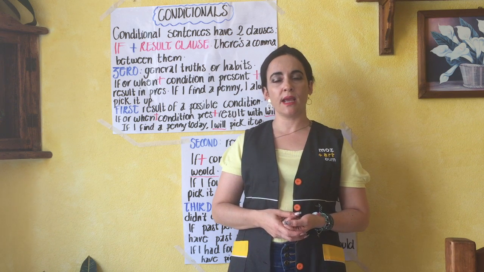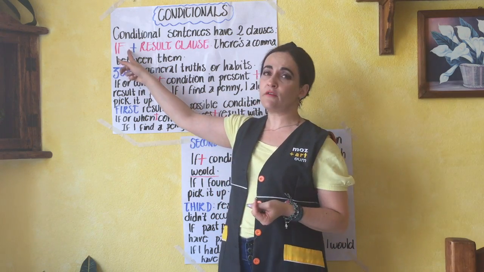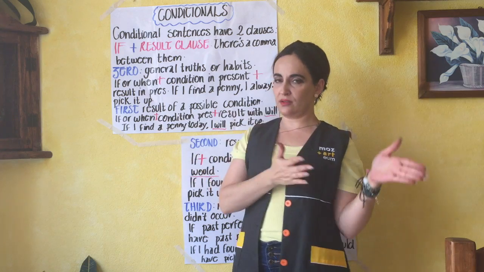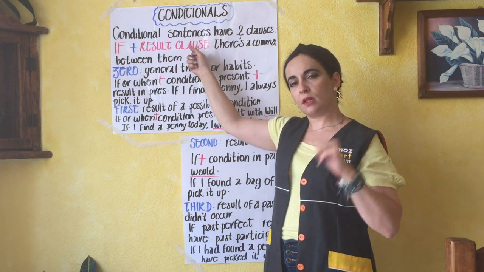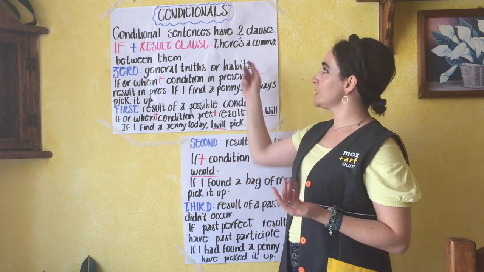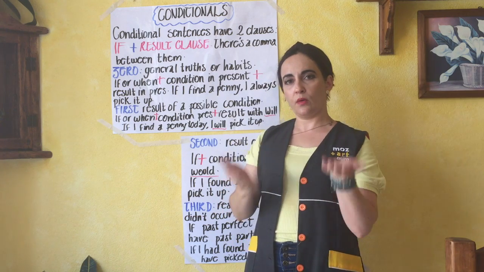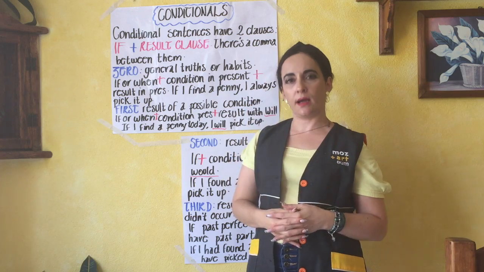If clauses, because they have two clauses. The first clause is the word if. What if I do this? Then there's a result. That's the second clause, the result clause. And always there's a comma between them. Both sentences have to be together but separated by a comma.